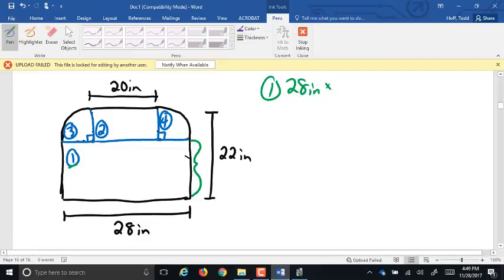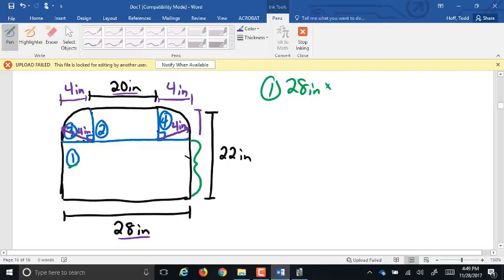$18 works. And we get to that because we know if these two quarter circles are identical, those two distances must be identical. The difference between 20 and 28 is 8 inches. Half of that would be 4 inches on each side. So that gives us a radius of 4 inches in each of those quarter circles.